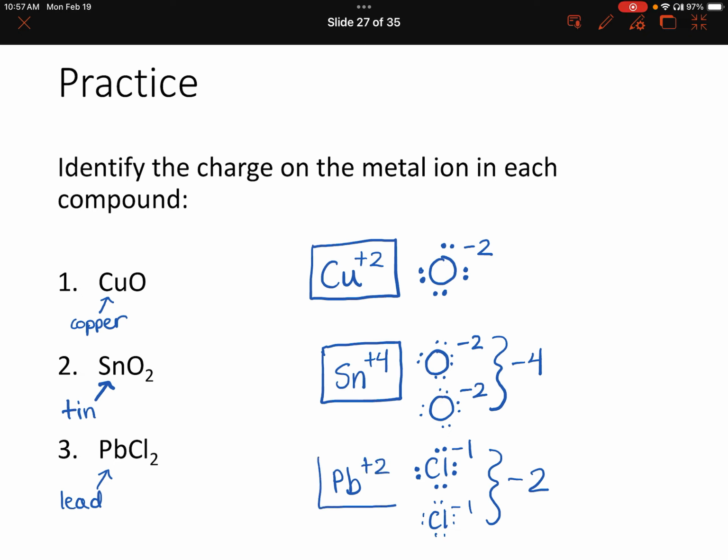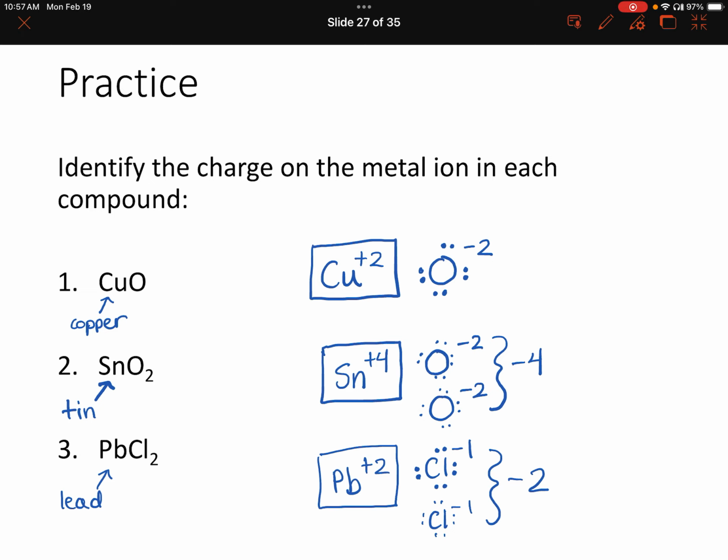+2. All right. So lead is kind of similar to tin. It can have a +2 or a +4 charge depending on what it's bonded to. So in this case, since it was bonded to 2 chloride ions, it needed a +2 charge to balance the chloride ion charges.